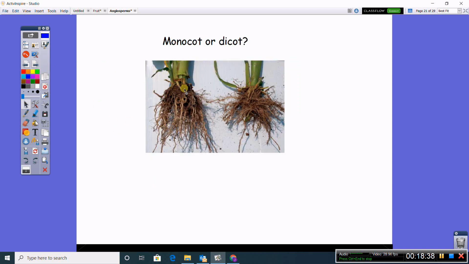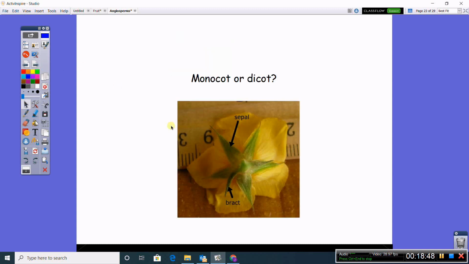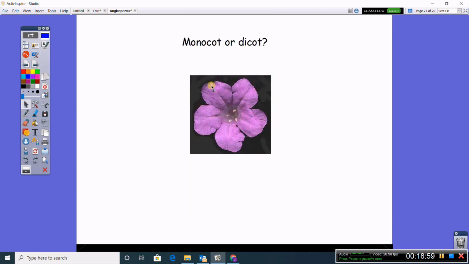Here I see a fibrous or branching root system, so that's going to make this a monocot. This is a taproot, so that's going to make that a dicot. Here it makes sense to count the sepals, so I see 1, 2, 3, 4, 5 sepals, so this would be a dicot. Here I see 1, 2, 3, 4, 5 petals, so this would also be a dicot.